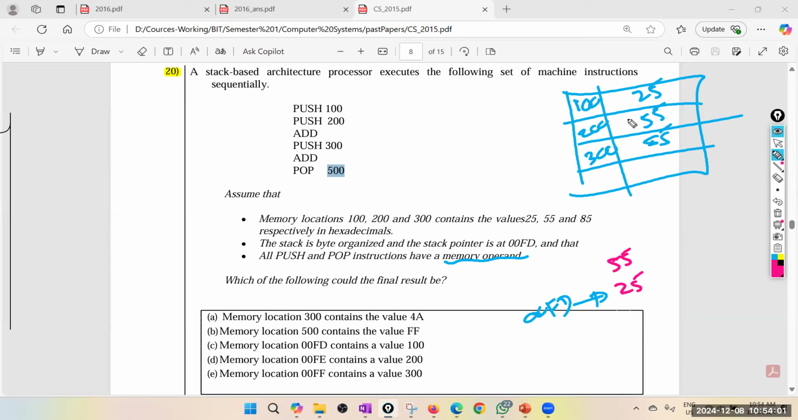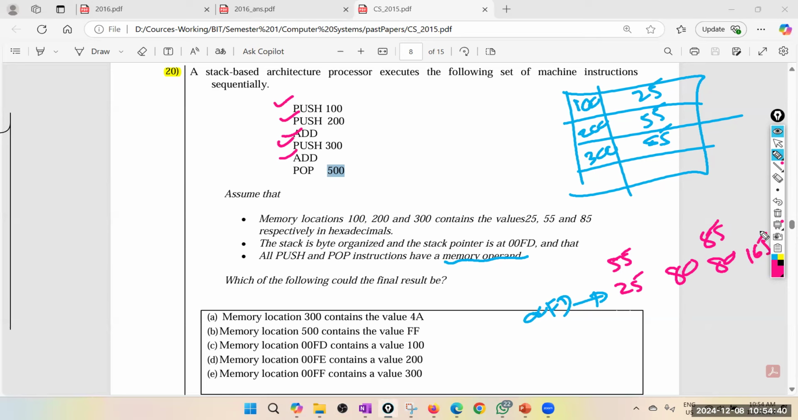Let's assume these are base 10 anyway, because they have not mentioned that those are hexadecimal, right? Only the addresses are referred to as hexadecimal, but not the content. So 55 plus 25: these two are popped, added and pushed back. Then it is 80. Then push 300. 300 content is 85. Then again add. I pop this, add it and push it back. 165.